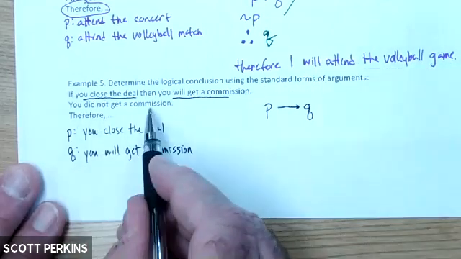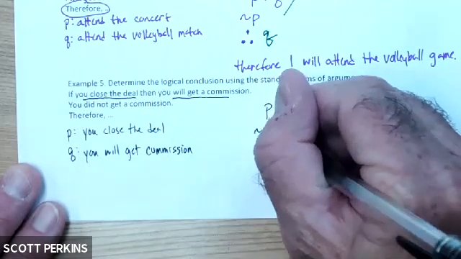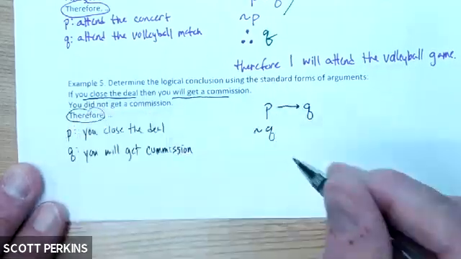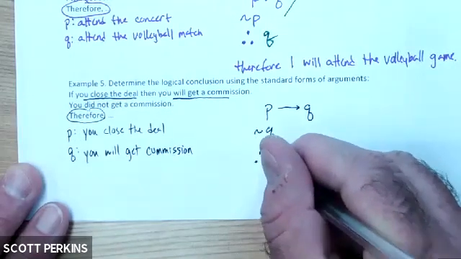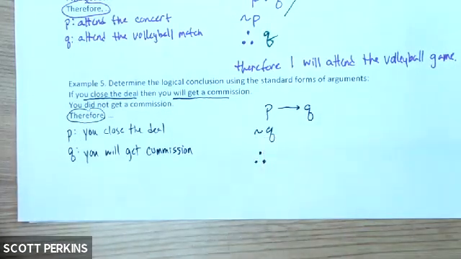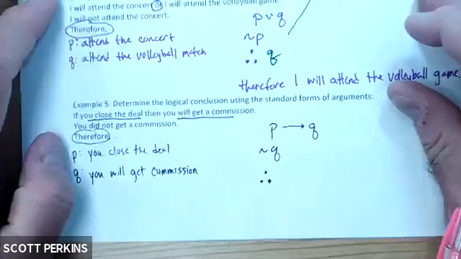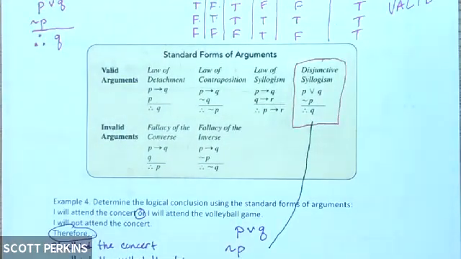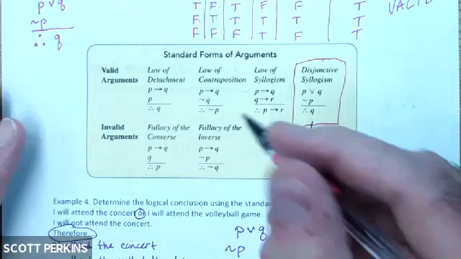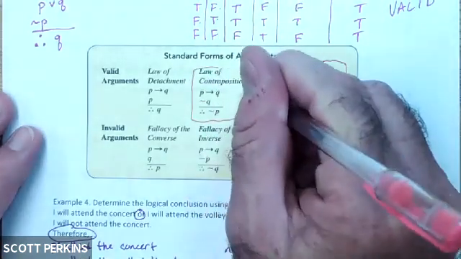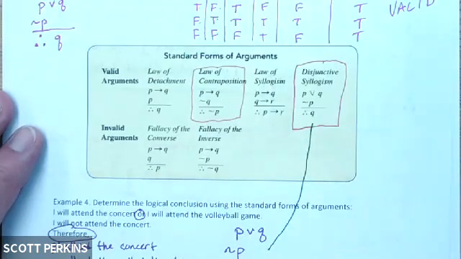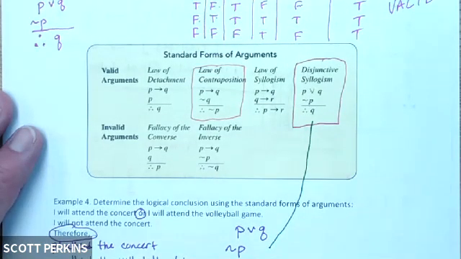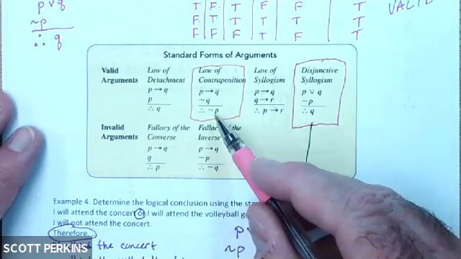You did not get the commission, so that is squiggly Q. Therefore, so therefore are the three dots right there. And now I'm just going to go back up to the top. So I've got if P then Q and then squiggly Q. Which one of these is that in my chart? Law, that's a fun word to say, isn't it? It's the law of contraposition. It's this one right here. And so then that means the conclusion is supposed to be what? Squiggly P.